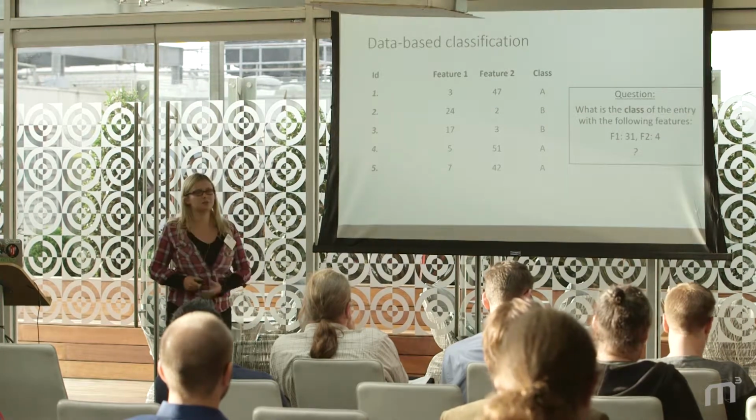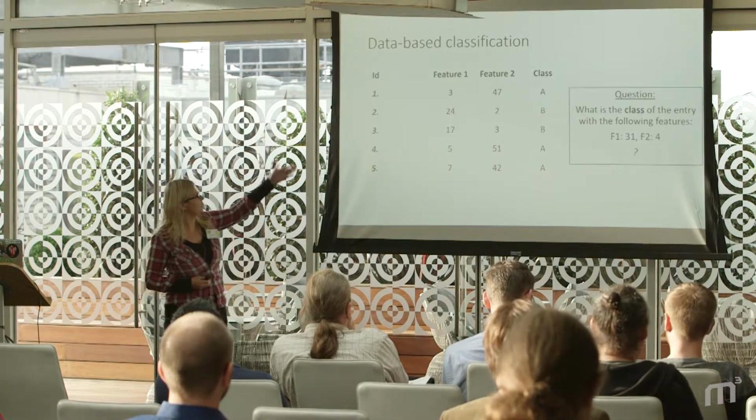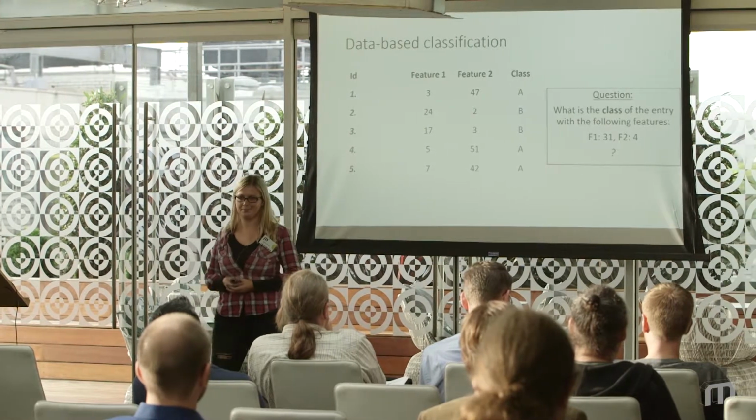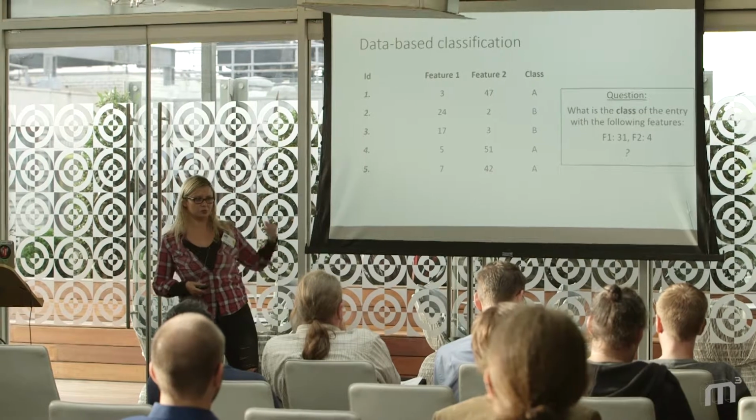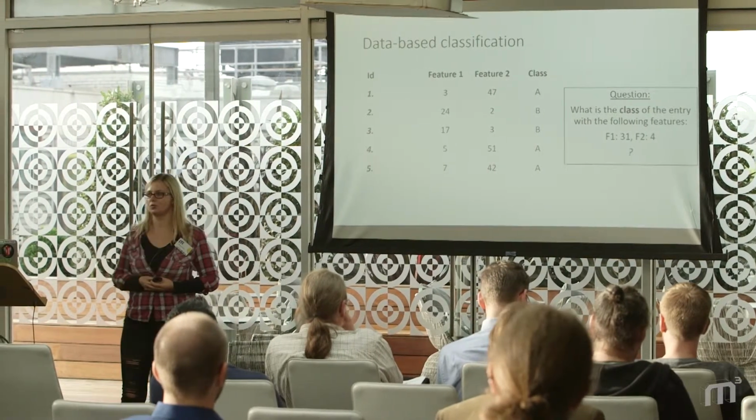So let me ask you another question. What if we have not 5 but 500 examples? 5,000 examples. How would you, as a human being, having those two features, approach this problem?